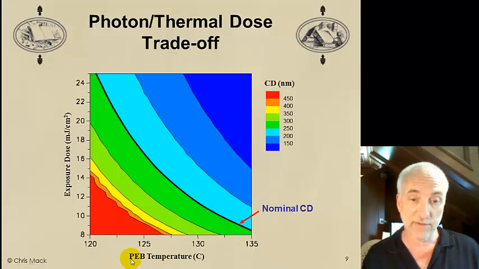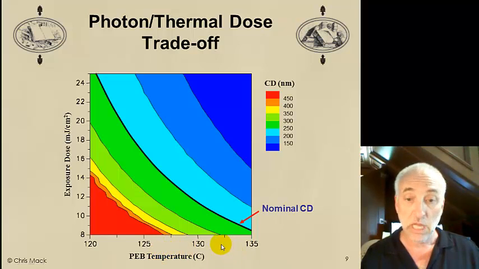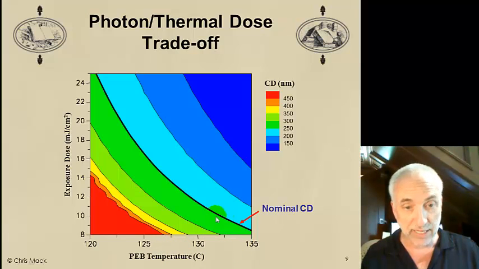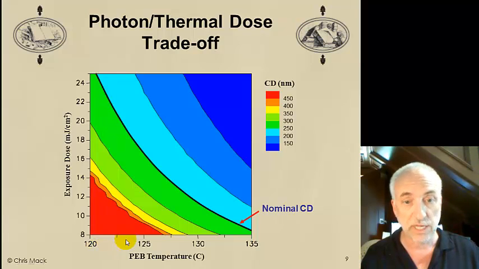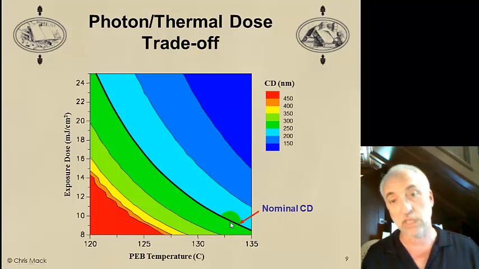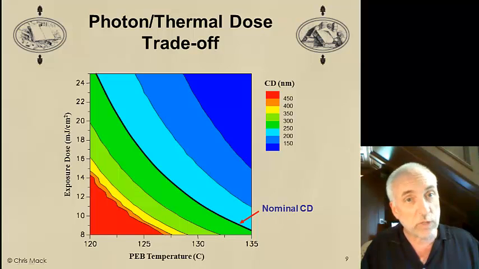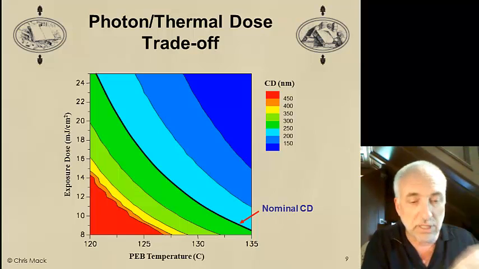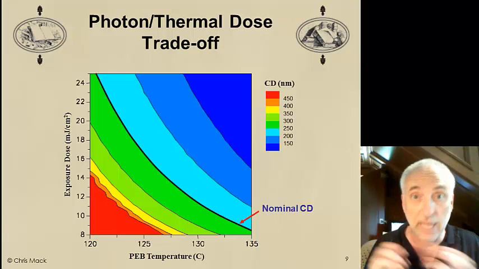So here I have PEB temperature. Higher PEB temperature means I have higher amplification factor, more thermal dose. If I have more thermal dose, that means I can live with a lower exposure dose. If I go to lower temperatures, I need to use a higher exposure dose to get the same result. Higher temperature, I can use a lower exposure dose to get the same result. This is a trade-off between the photon dose, or the optical exposure dose, and the thermal dose.